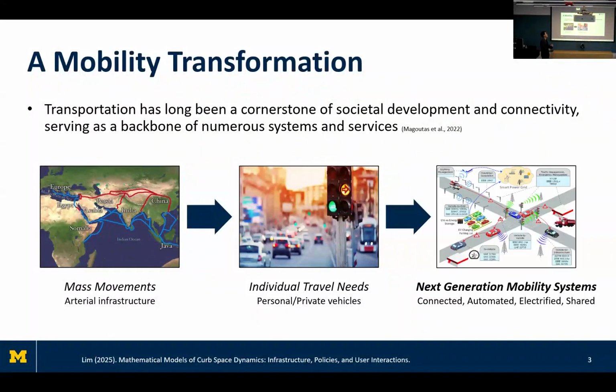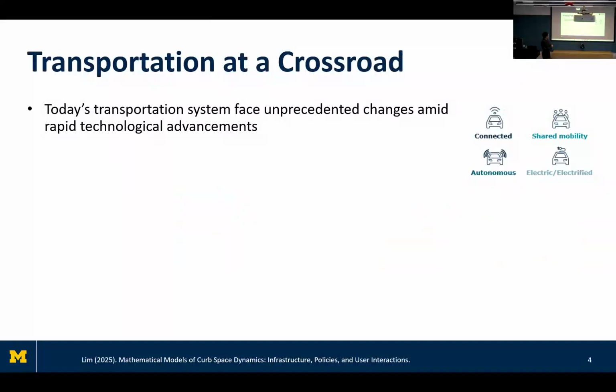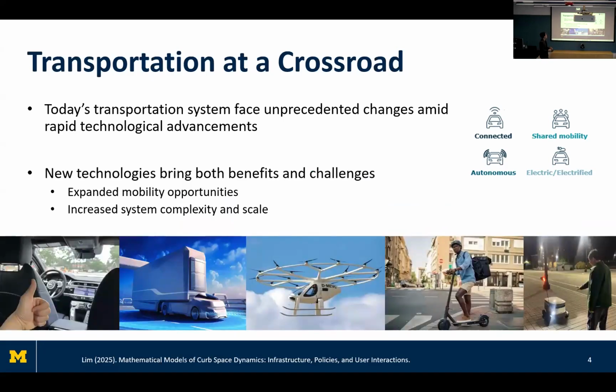And today, we're seeing another paradigm shift driven by technological advancements, and we name it next generation mobility systems, where we have technology-enabled infrastructure in our mobility systems, and a vast majority of new services and modalities introduced in our systems. As I just discussed, there are unprecedented changes, and amid these rapid changes, obviously there are both benefits and challenges. The pro side is that it has expanded mobility opportunities.